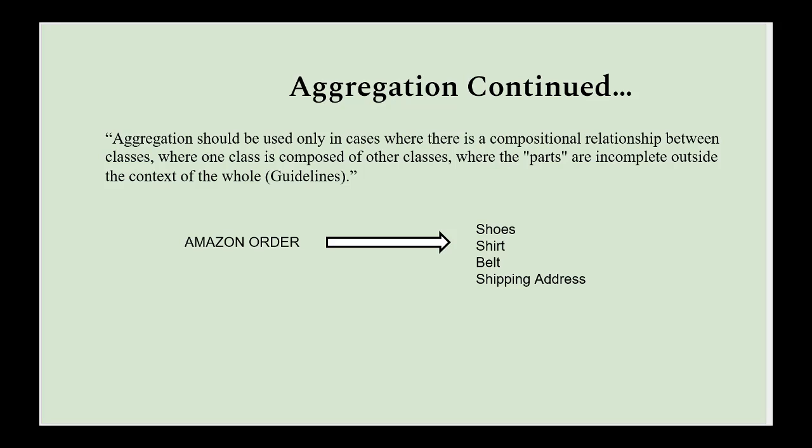An Amazon order doesn't exist unless you have stuff to buy in your order, like shoes, shirt, belt, things like shipping address, location. So an Amazon order is a class that consists of instances of other classes, objects that were created from those classes. So you can think of orders, or let's say departments at the college. A department doesn't exist if it doesn't have employees that work for the department. Okay, so these are instances, for example, where you would have aggregation that exists.